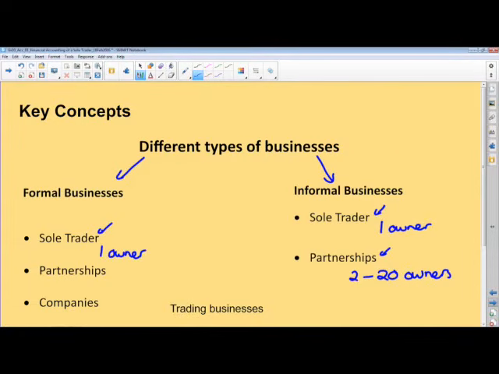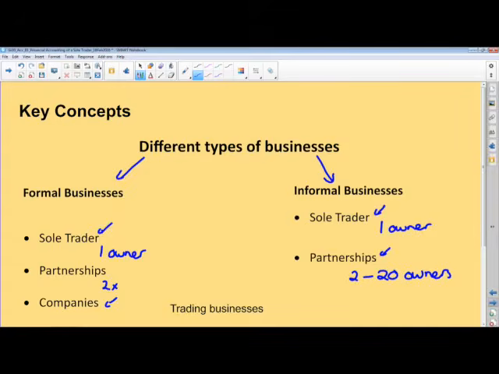Then we'll have partnerships within our curriculum. Now partnerships, grade 10s, will be covered in grade 11. We're going to look at that in grade 11 in full, but know that we are starting off with the sole trader, and next we will look at partnerships. And then in grade 12, we will look at companies.